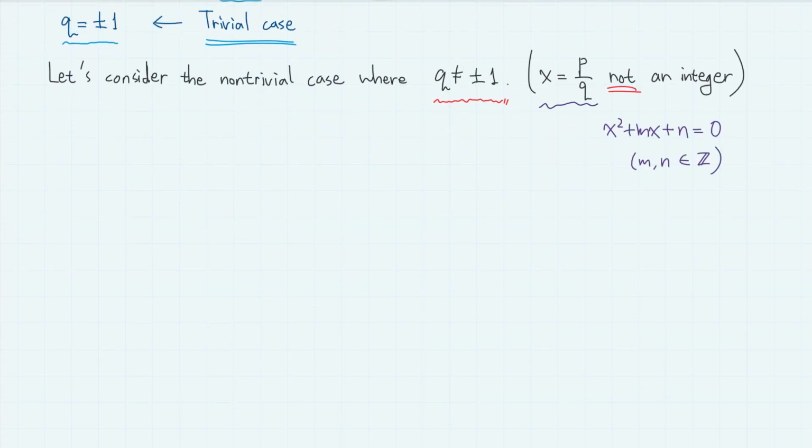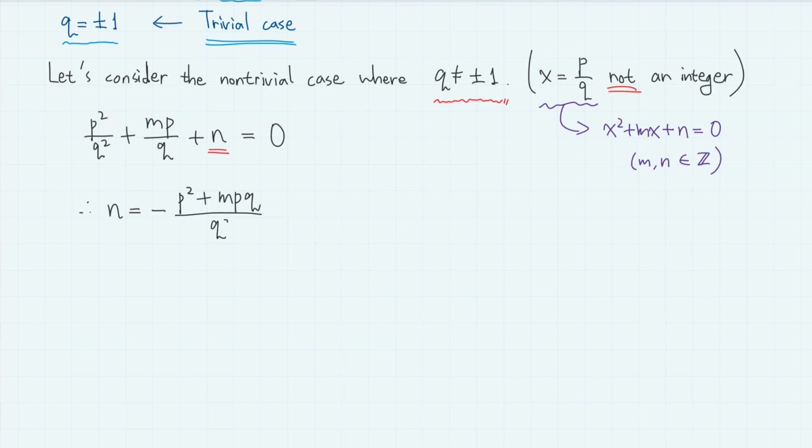Then, substituting this root into the quadratic equation, we have p squared over q squared plus mp over q plus n equals 0, and we can solve for n, which gives n equals minus (p squared plus mpq) divided by q squared, which can be written as minus p times (p plus mq) divided by q squared.